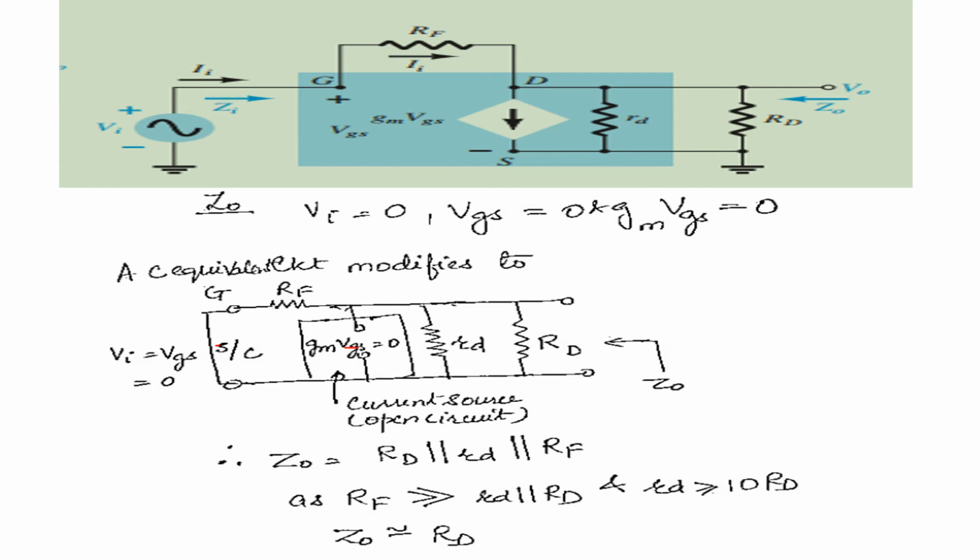So Z0 is equal to RD parallel rd parallel RF. Again go back and assume the two conditions: RF is much greater than rd parallel RD, and small rd is larger than the capital RD by 10 times. So Z0 is almost proportional to RD, that is the drain resistance.